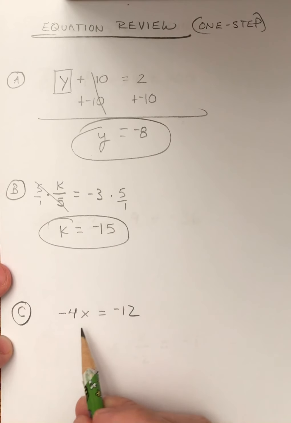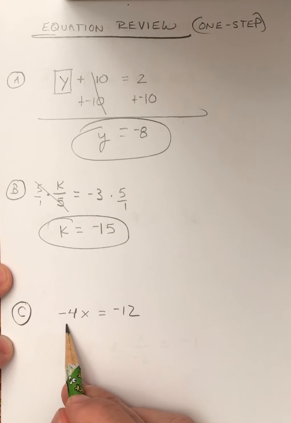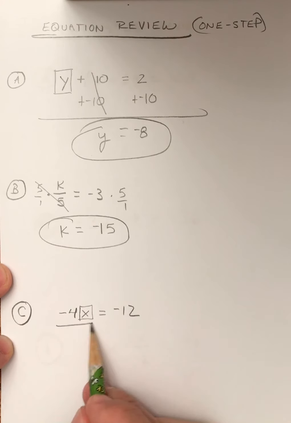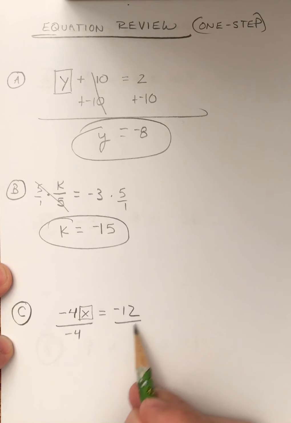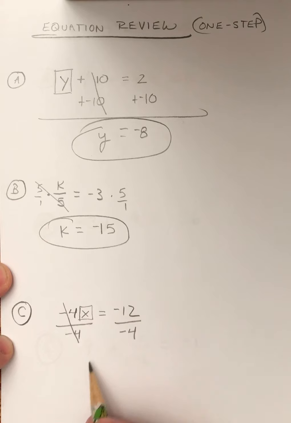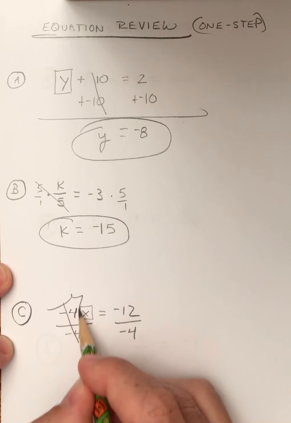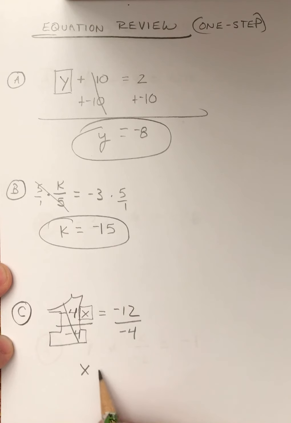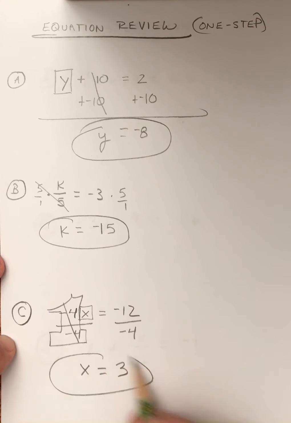Here's a multiplication problem. We see multiplication, we do division. So I'm trying to get this x by itself. So I'm going to divide both sides by negative 4. Negative 4 over negative 4 cancels, or comes out to be a giant 1. You guys have all seen me do this. Okay, and I get x by itself, and negative divided by a negative is a positive, so I have x equals 3, and that's isolated.